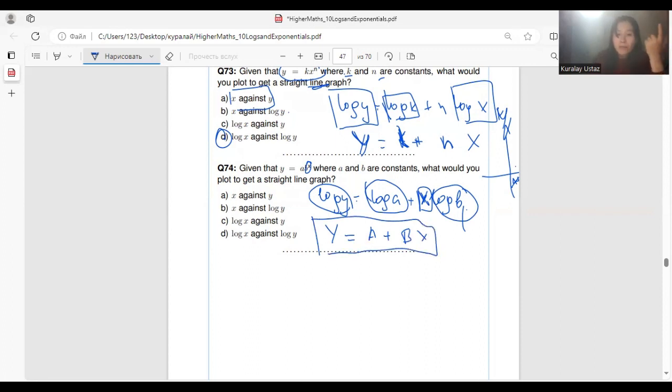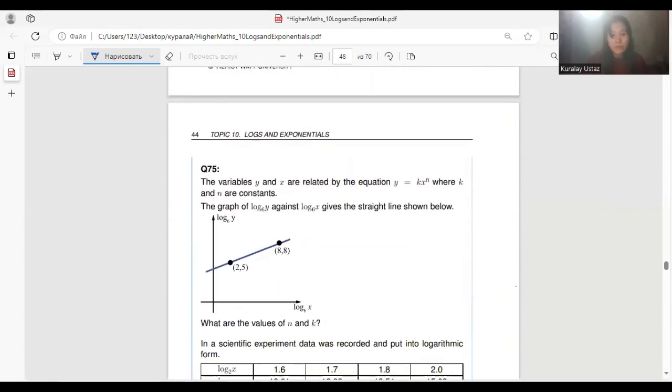So when we are plotting the graph, this is capital Y, x is given, so x is not capital. We can draw a straight line graph when the y-axis is logarithmic and the x-axis is just x. So the answer should be this one, yeah, x against logarithm y. Let's go to the next question.